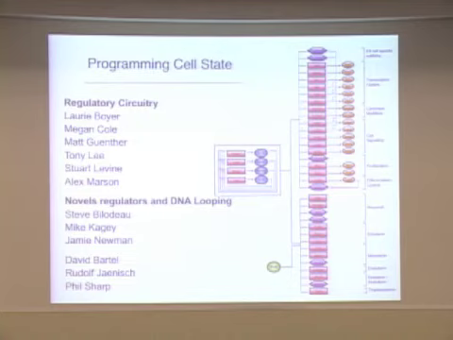The folks who have played key roles in the work that I described are Lori Boyer, who's now an assistant professor at MIT, and a group of talented grad students and postdocs who I put on these slides as I showed them. The work I just described on DNA looping was done by Steve Bilodeau, Mike Kagey, and Jamie Newman. And much of this work has been done in collaboration with David Bartel, Rudolf Jaenisch, and Phil Sharp.